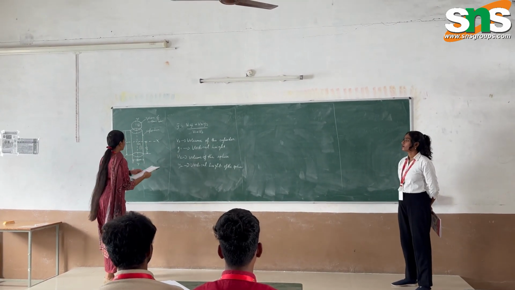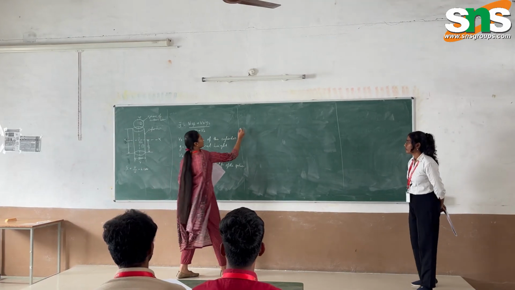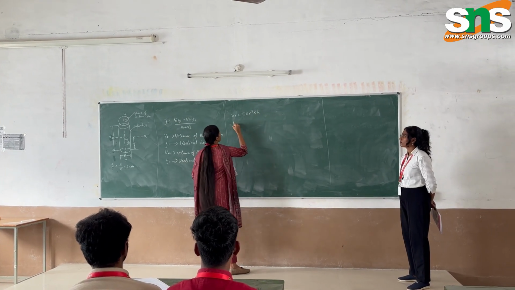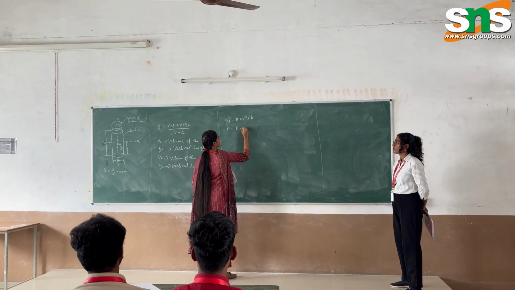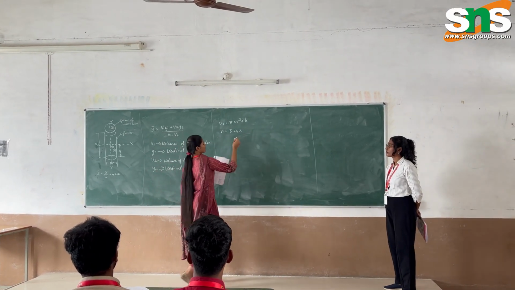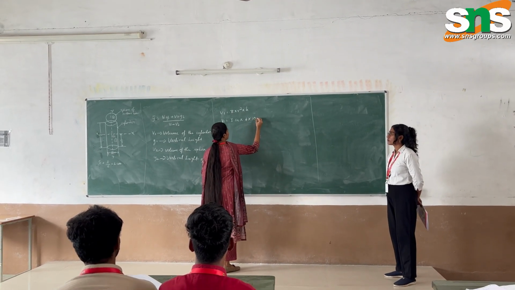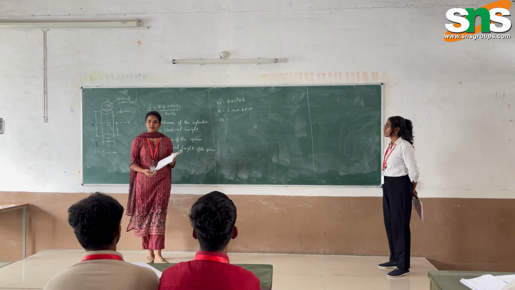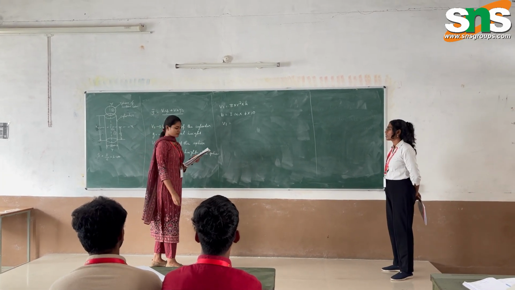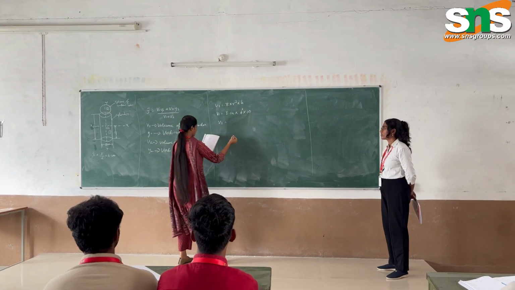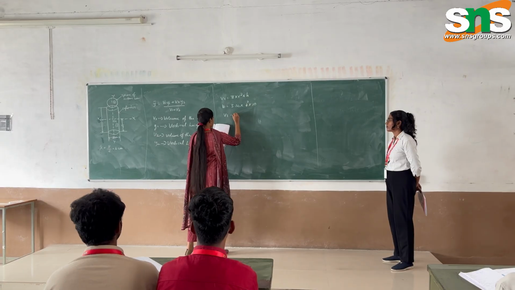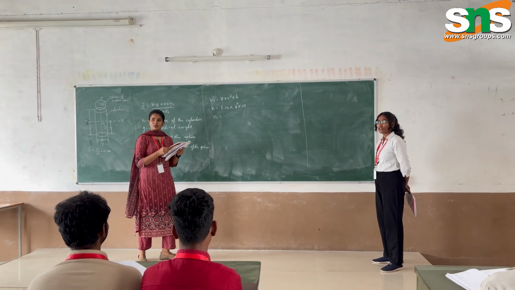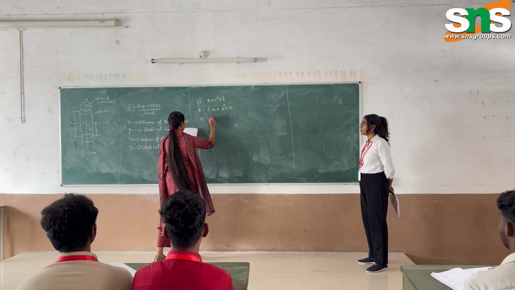For finding V1, first we take the cylinder. The volume of the cylinder is pi r squared h. The value of pi is 3.14, the radius of the cylinder given in the question is 4 cm, and the height is 10. Calculating, the answer is 502.4.